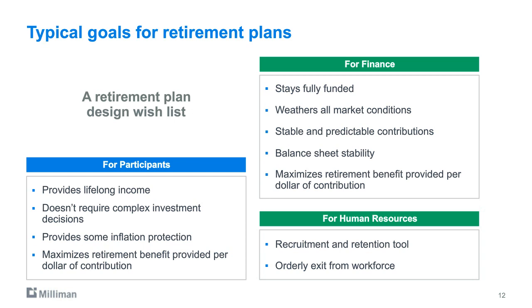So ideally, for participants, we provide lifelong income. For most participants, they don't really want to make complex investment decisions. Ideally, plans would provide some inflation protection. And again, the participant should have some interest in having an efficient benefit where they get a maximum of dollars per dollar of contribution.